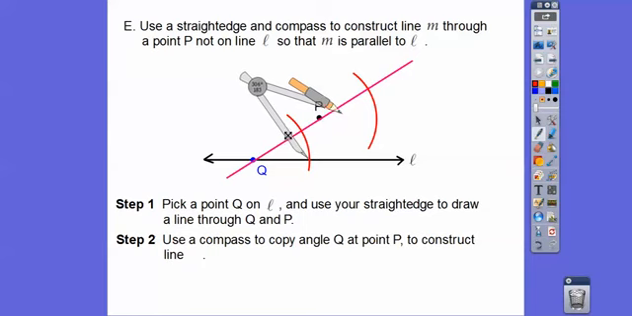All right, so the next step to copying an angle is to put the pointy end right there. Actually, I'm going to put the pointy end up here, you guys. I'm going to put it right there, and rotate my pencil down so it crosses over right there.